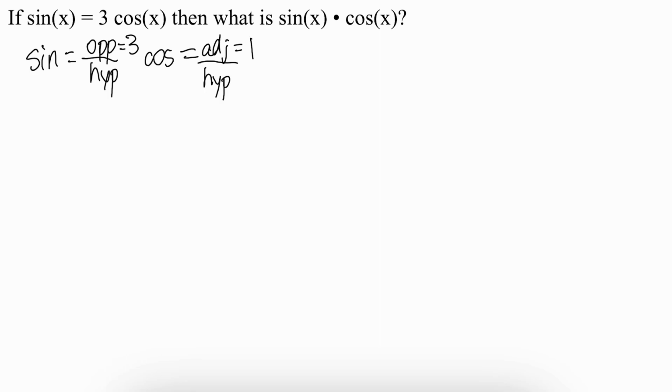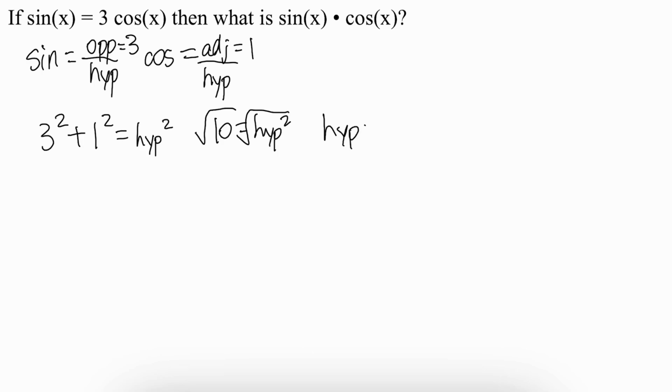So now we just have to find the hypotenuse. Using the Pythagorean theorem, 3 squared plus 1 squared would equal hypotenuse squared. So 3 squared is 9, 1 squared is 1, 9 plus 1 is 10, equal to hypotenuse squared. Square root of both sides, we can see that the hypotenuse is the square root of 10 units long.